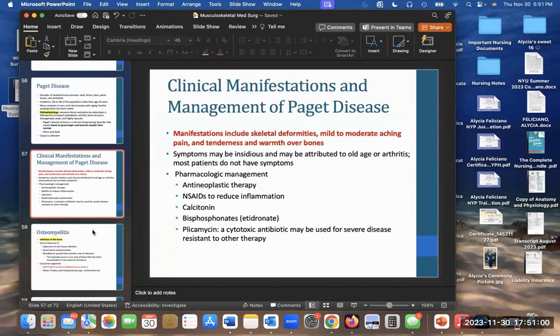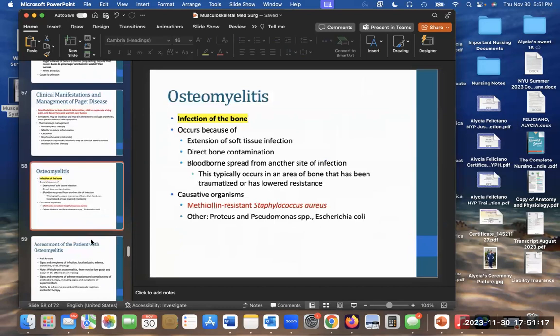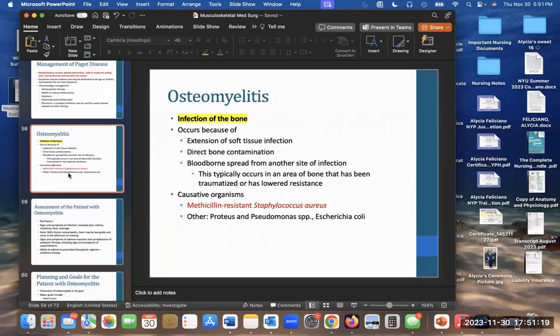So we need to look at if they're having pain, tenderness, neurovascular assessments, right? And things that we can do, right? NSAIDs to reduce any sort of inflammation. Calcium, increase calcium. Bisphosphonates to help slow down that osteoclast activity. I hope you're all seeing a pattern, because there definitely is a pattern here.